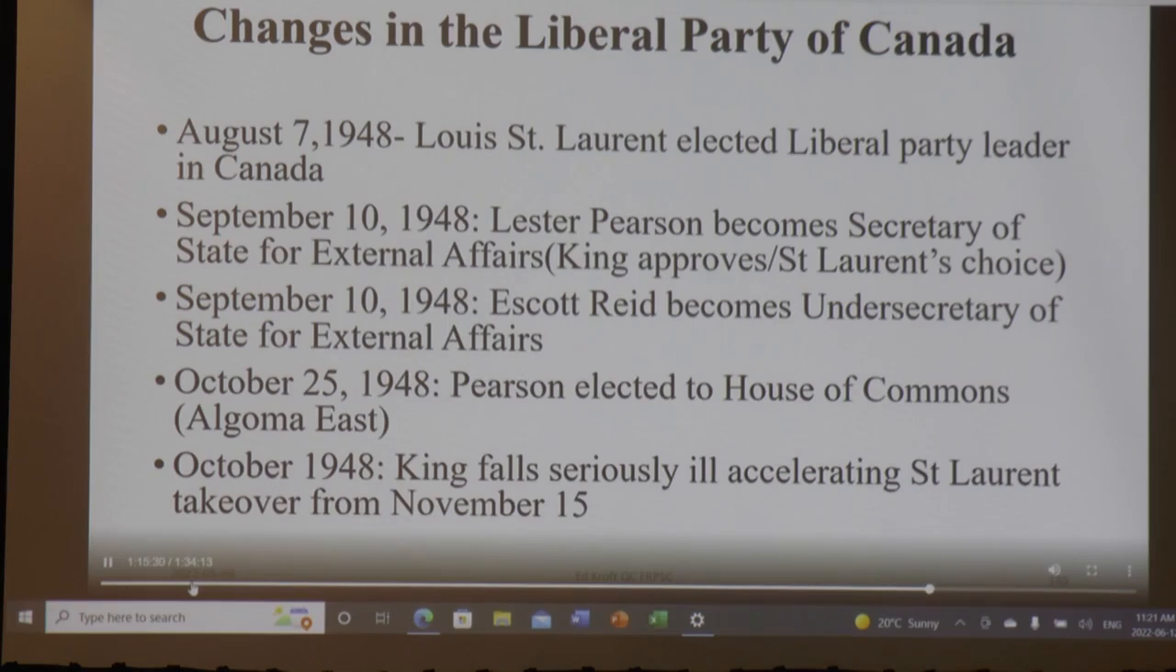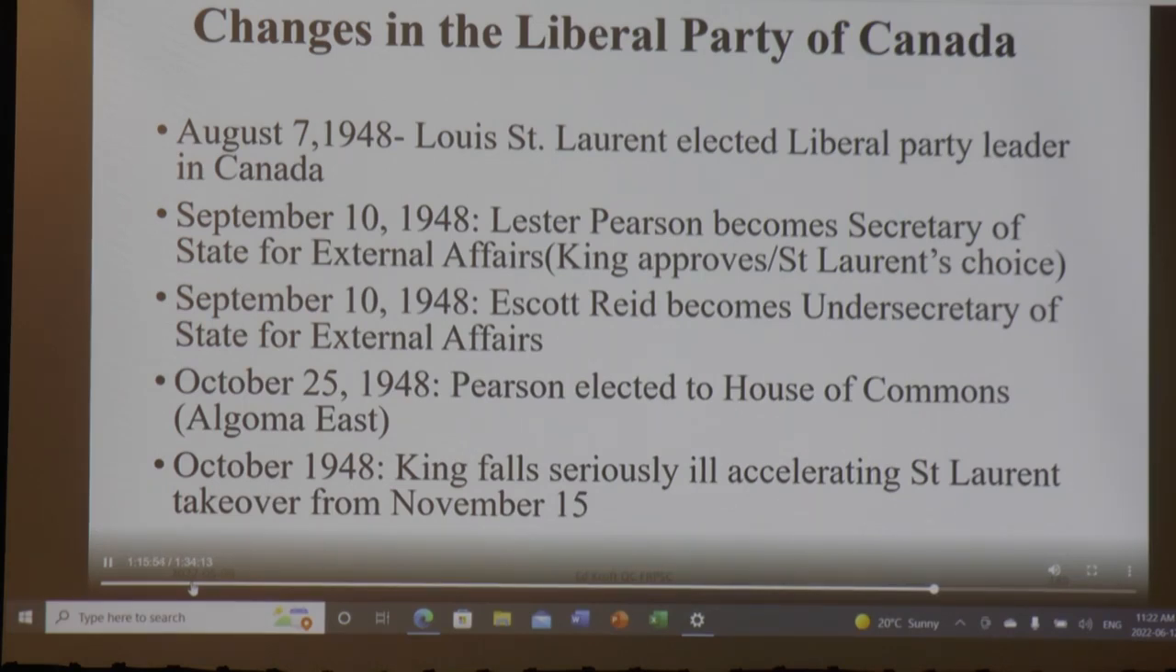So he went and ran in Algoma East in Ontario in what was generally considered to be a safe Liberal seat, and was elected in late October of 1948. King falls ill, and Saint Laurent becomes the Prime Minister even earlier than a projected takeover of the role from November 15. Why are all these facts important?